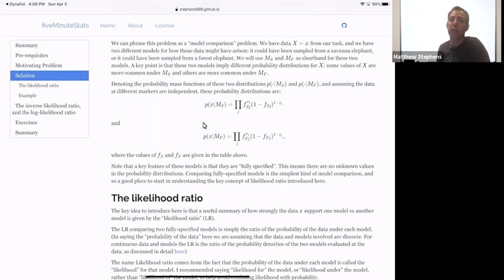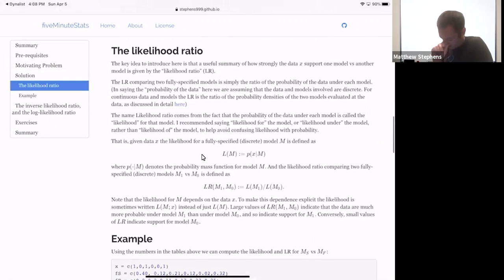That's a modeling assumption. And that's what I mean by a model here. It's a probability distribution on possible outcomes of our experiment. And then underneath that, P of X given MF, that's a second model. That's the probability of the observed data under the hypothesis that the tusk came from a forest elephant. And then the likelihood ratio is simply the ratio of these 2 probabilities.